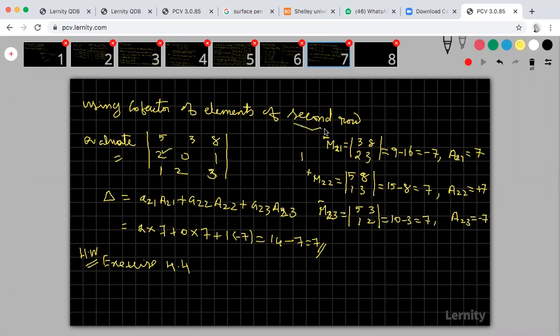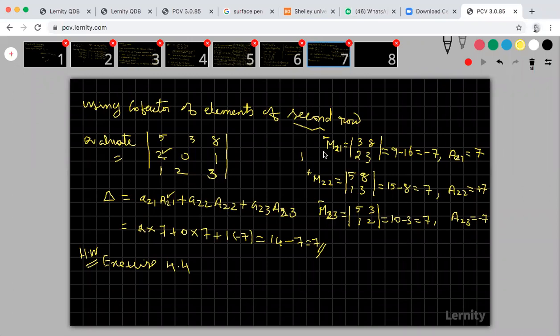Use second row cofactors. So therefore, this is an element and its cofactor. Second row element and its cofactor. Second row element and its cofactor. Multiply and take their sum. That value is the value of the determinant. Okay. So therefore, this A21 is 2. Okay, and find out A21. What is A21? Cofactor of 21.